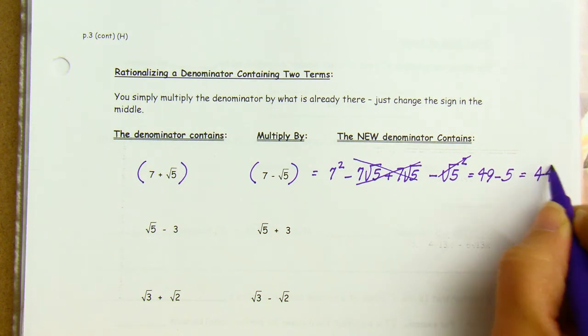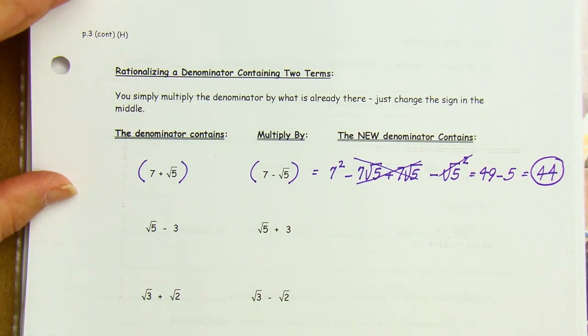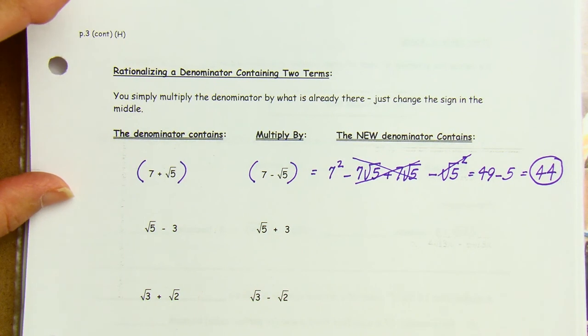And this technique will eliminate the denominator of any radicals. If you don't multiply by the conjugate, you're still going to have a radical in the denominator, and your job is to get the radical out of the denominator.